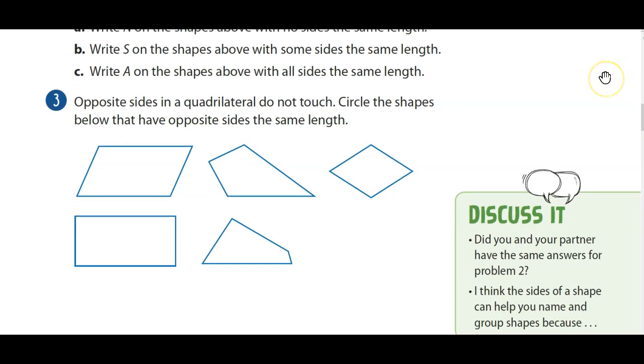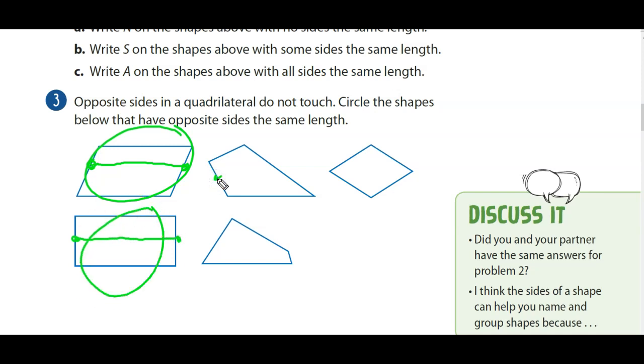It says opposite sides in a quadrilateral, a shape that has 4 sides, do not touch. Circle the shapes below that have opposite sides of the same length. So look, if I go to this side, the opposite side is the side straight across. Those are the same length. So that would be 1. Again, this side, the opposite of this side is the same length. That would be another.